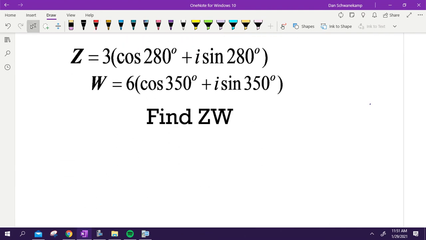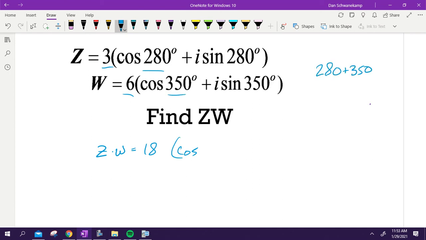Find z times w. When we look at it here, z times w. What am I doing with the 2 radii if I'm doing z times w? Multiply them. 3 times 6 gets me 18. I take my 2 angles. What do I need to do with 280 and 350? Add them together. You get 630, but that's too big. So we subtract out a circle to get us back to 270 degrees plus i sine 270. Boom, done.